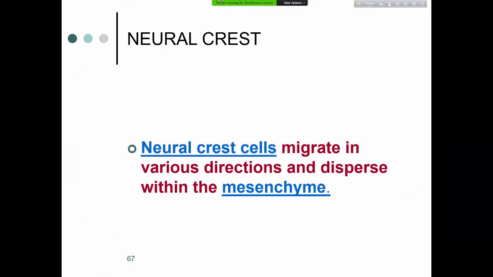Neural crest cells migrate in various directions and disperse with mesenchyme. What is mesenchyme? Mesenchyme is the embryonic mesoderm. These neural crest cells lose their epithelial affinities and can migrate like mesenchyme. They can move around and then disperse within the mesenchyme in some regions, not everywhere.